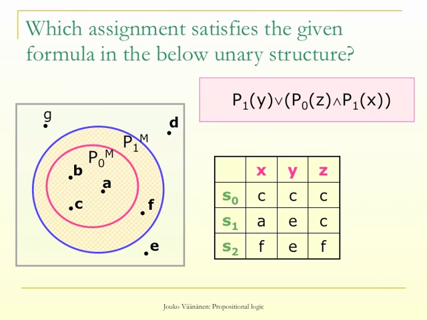Which assignments satisfy the formula P1y or (P0z and P1x) in the below unary structure? If we look at the situation casually, the given formula is a disjunction. An easy way to satisfy it would be to satisfy one of the disjuncts. So, for example, P1y.